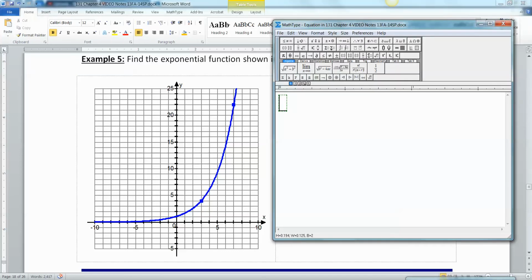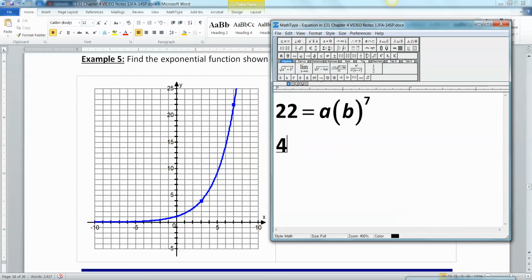So we'll say 22 equals a times b to the 7. And then the next point was 4 equals a times b to the 3. Then we divide. Take 22 and divide it by 4. And then we'll take this whole right-hand side and divide it by this whole other side.